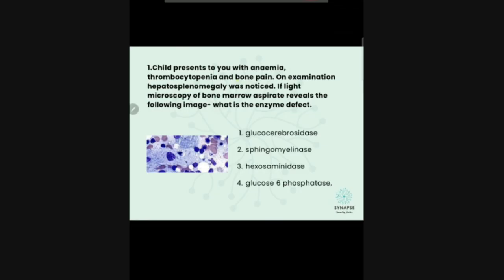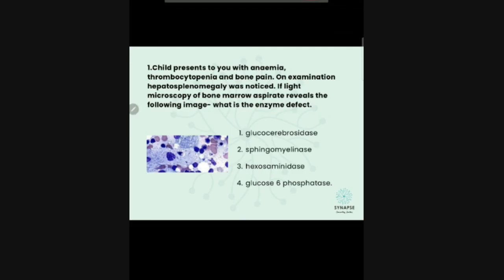You also see the child has bone pain. With all these histories, you see that there is some bone marrow involvement. You also see the child has some hepatosplenomegaly. So they have done a bone marrow aspirate and it reveals the following image. This is the most common question asked repeatedly in all NEET PG examinations.